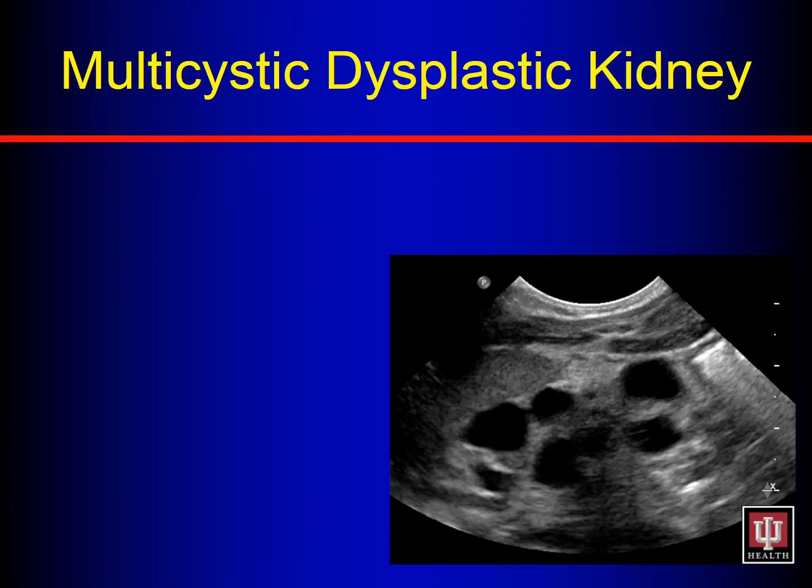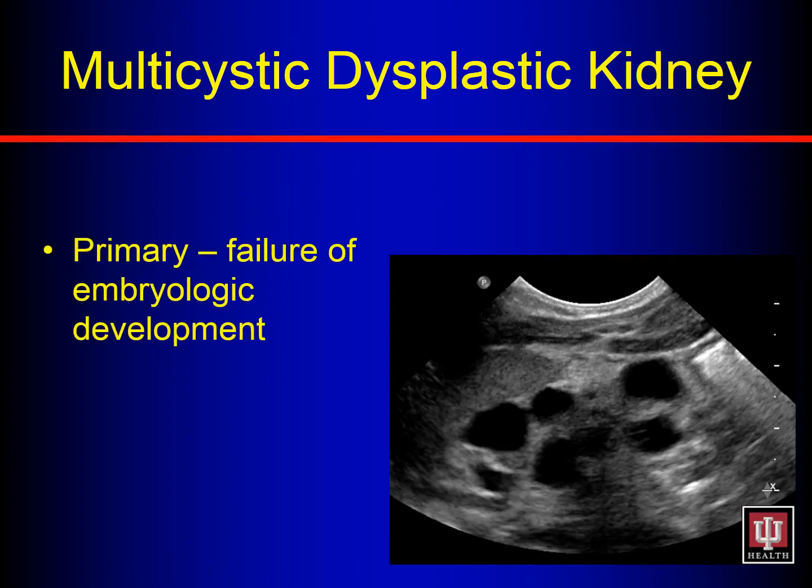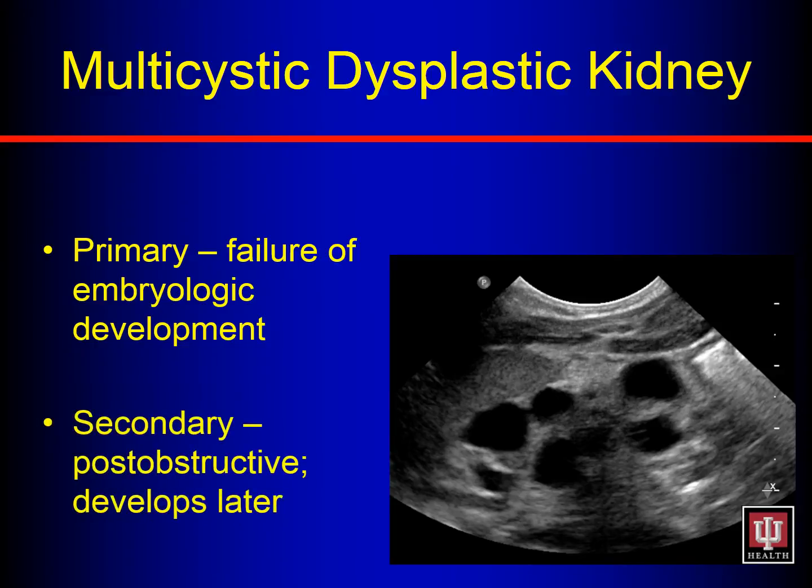Now there are two different types, and the primary type of MCDK is a failure of development. So if you recall, the ureter has to grow backward up into the kidney, and it has to connect with the renal tubules. And if that process gets arrested, the renal tubules can't empty, and you begin to get a dysplastic change to the kidney.